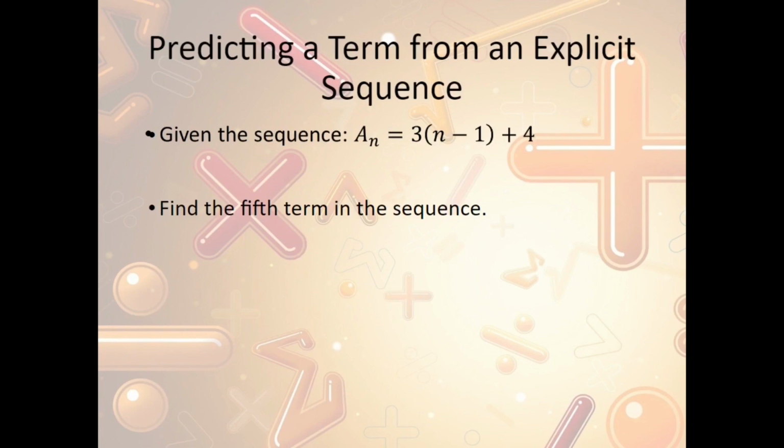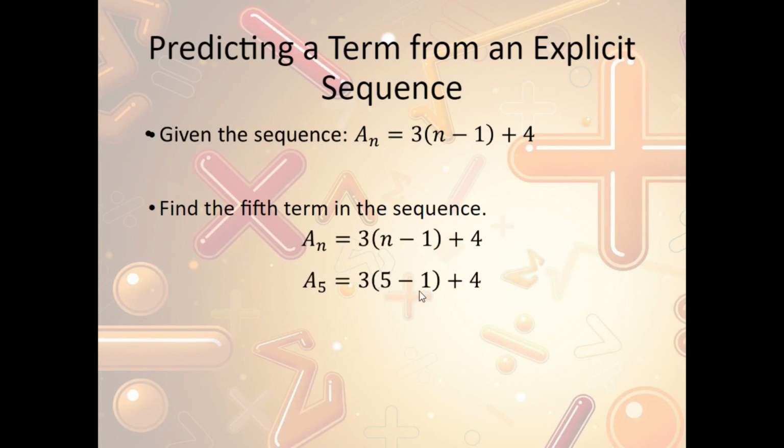So we're given that A_N is equal to 3 times (N minus 1) plus 4, and we want the 5th term. So 3 is our common difference, 4 is our first term, and we want the 5th term. So we're just going to plug 5 in for N. So this becomes A5 is equal to 3 times (5 minus 1) plus 4. Now we're just going to solve it.